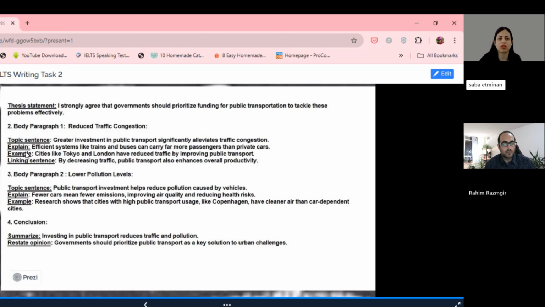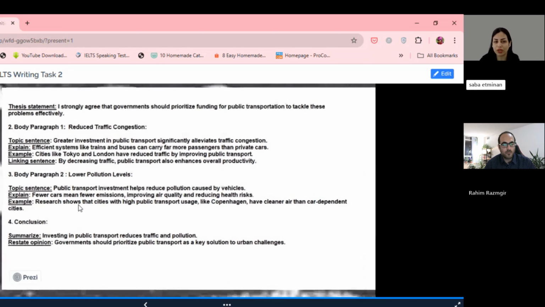And then supporting my reason by an example: cities like Tokyo and London have reduced traffic by improving public transport. This is something that we think here. And then we can link that: by decreasing traffic, public transport also enhances overall productivity. This is just for us to know what we are going to write in our first body paragraph. And then for the next body, lower pollution levels.